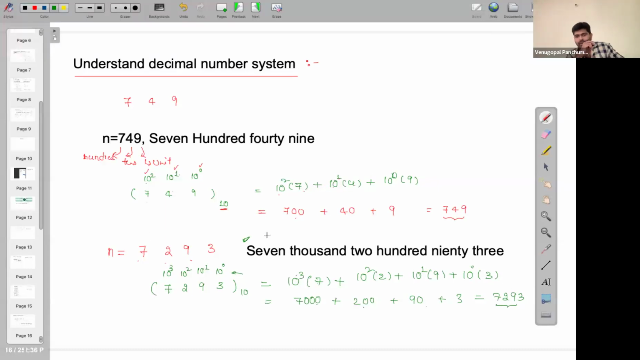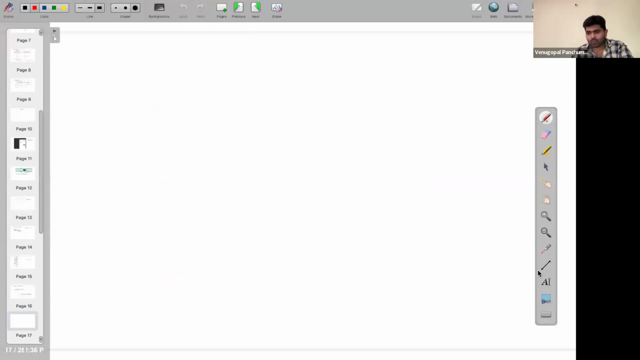Okay, got it, everyone, this much? Right? Okay, so now let's continue. This is base 10, so hence I am writing 10 powers, because it is base 10.